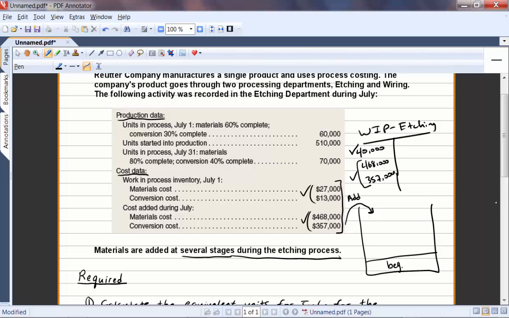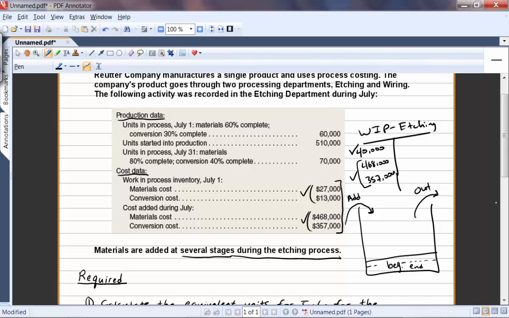And obviously, once those units are gone from the etching department, the costs related to getting those units gone also has to leave. So we've poured some cost out, transferred that over to the wiring department. And once we pour some out, there's some ending costs left in here. And I've not drawn this to scale. There could be more left at the end than there was at the beginning, or there could be less left at the end than there was at the beginning. I've drawn it to where there's less left at the end, but it doesn't have to be like that.